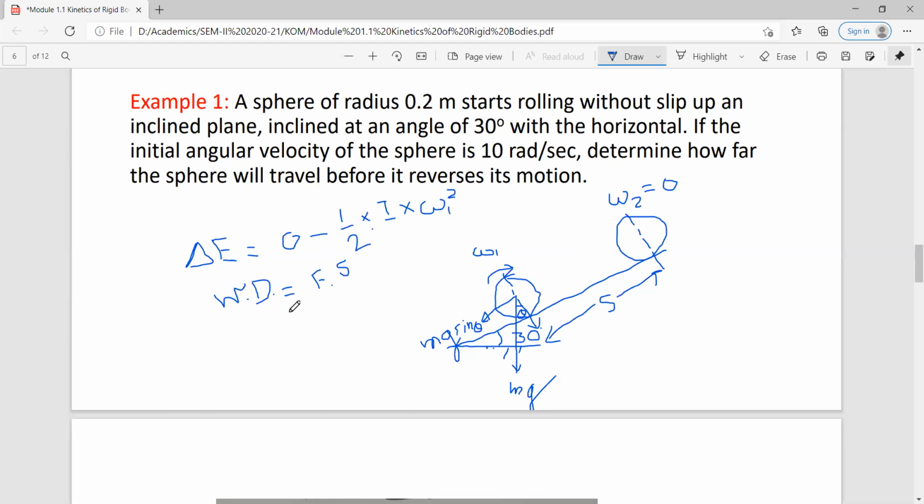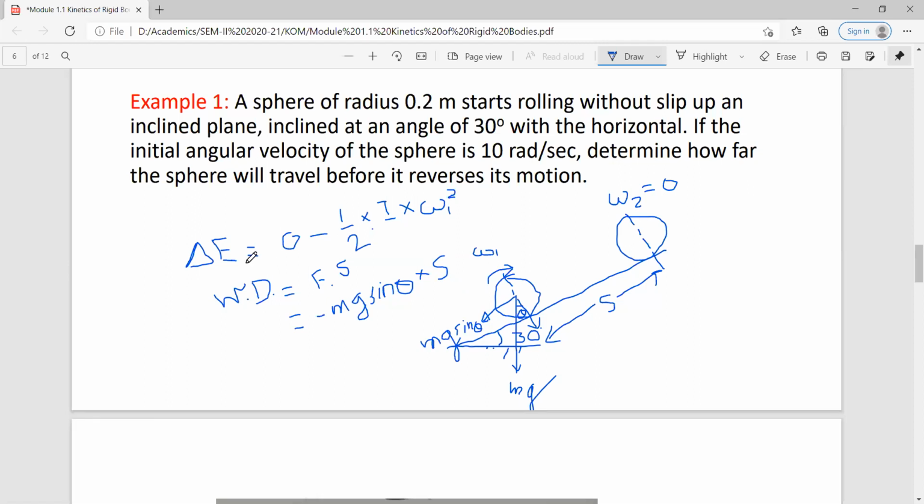So how will I find the work done? Work done will be equal to, what is the force? Force is mg sin theta, and I am adding a minus sign because the displacement and force are in opposite direction. So my force will be minus mg into sin theta. Value of theta is 30 degree, multiplied by distance which we have to find. S we have to find.